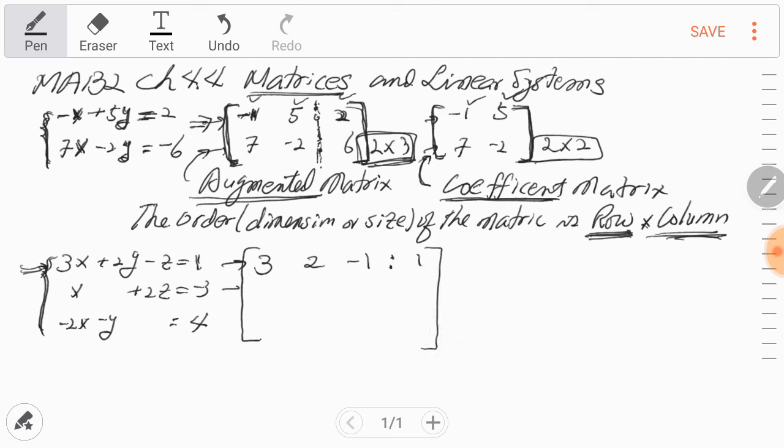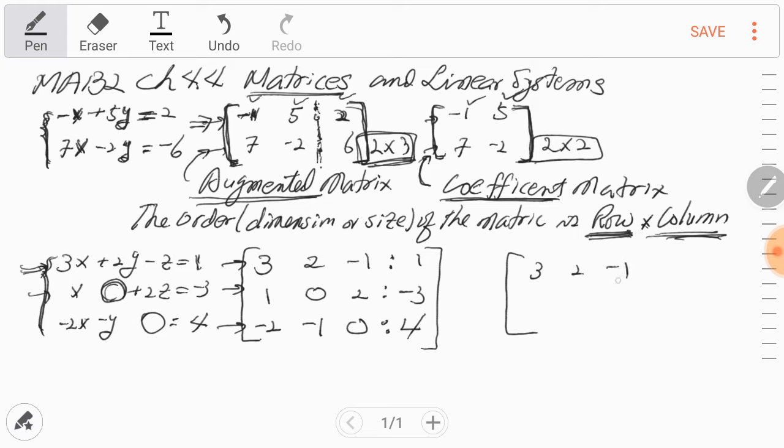Okay, the second row is the coefficients of the second equation. So x equals 1. There's no y term, so just put 0. And the coefficient of z equals 2. The constant is -3. The third row will be -2, -1. There's no z term, so put 0. And the constant is 4. So this is the augmented matrix. Of course, the coefficient matrix is only the coefficients of x, y, z.